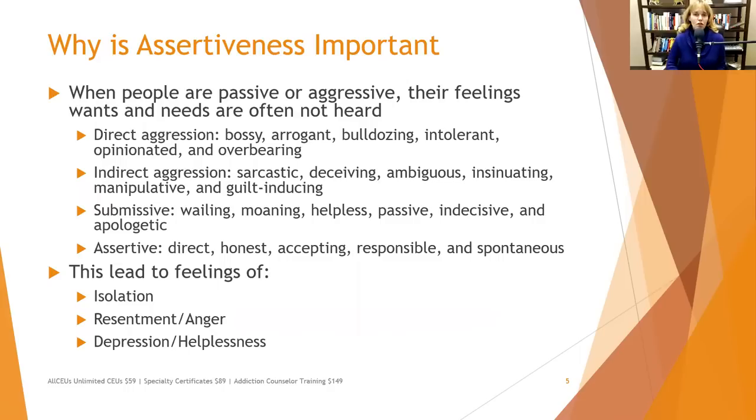Indirect aggression, or passive aggression, if you want to call it that: sarcastic, deceiving, ambiguous, insinuating, manipulative, and guilt-inducing. So indirect aggression can be kind of the martyr play. There are a lot of different ways that people can express their displeasure and try to control another person without being overtly aggressive.